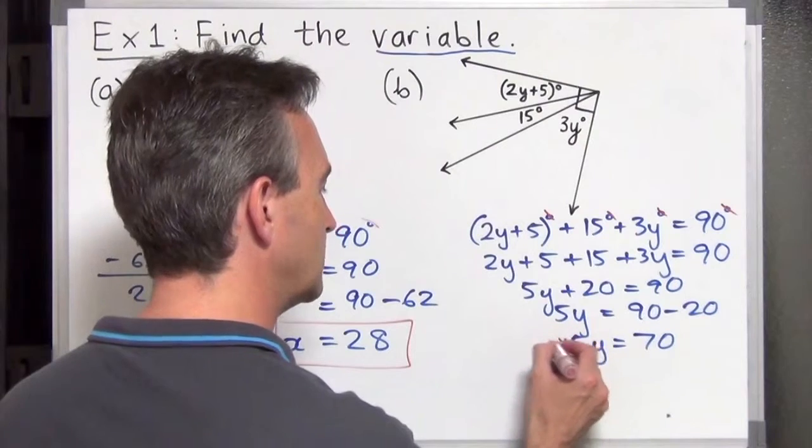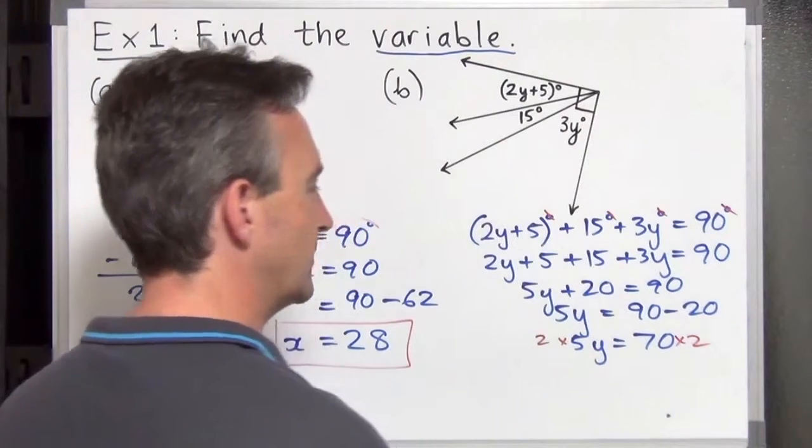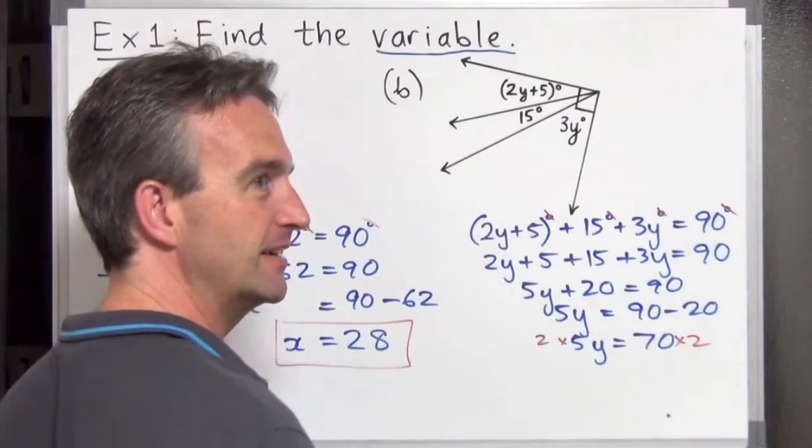I'm going to get clever here. I'm going to multiply both sides by 2. And watch this. I'm full of these clever little ideas, aren't I? Yes, you are, aren't you? And you're very modest too.